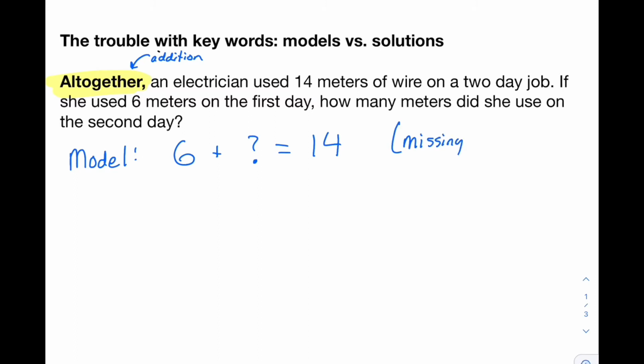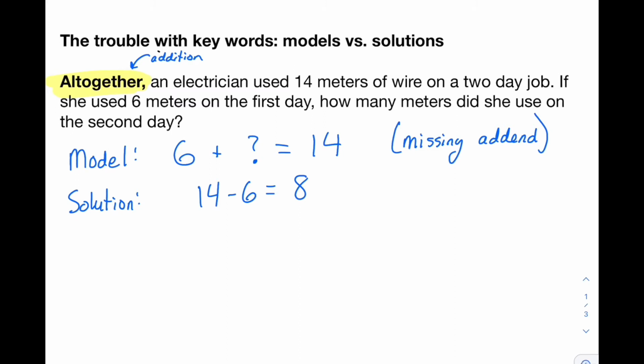But because we have a missing addend, addends are just some of the terms that we add together, we're going to end up with a solution that uses subtraction. The solution is 14 minus 6 equals 8. So we solve it with subtraction, but the keyword matches addition. When we have the case of a missing addend, then we solve with subtraction. Often it helps to draw a visual representation of word problems to understand what's going on. So let's draw a couple for this one.